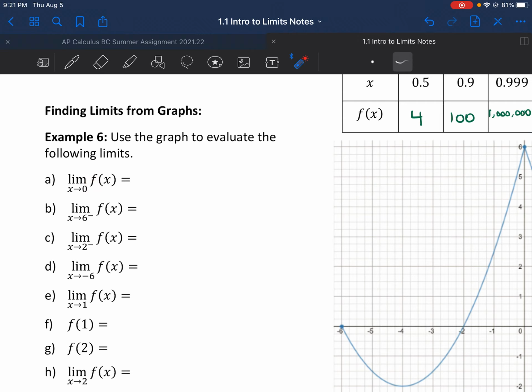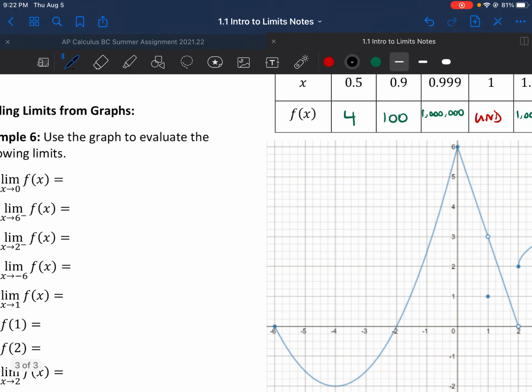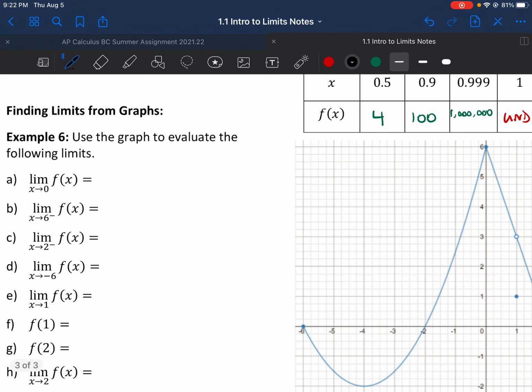And the left side limit and the right side limit as x approaches 0 need to equal the same value for the limit to exist. So we're looking at x is equal to 0, and we're looking at what's happening to the y values to the left and the right of 0. So as I trace the graph from the left of 0, and I trace the graph from the right of 0, all the y values are converging towards 6. So the left side and the right side limit as x approaches 0 are both converging towards 6. So the limit of f of x as x approaches 0 is equal to 6.